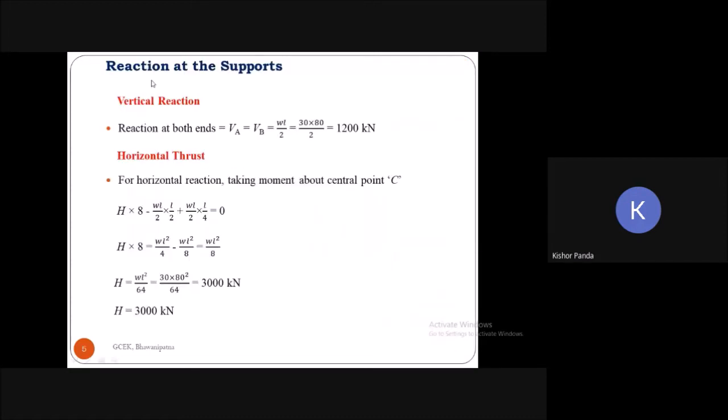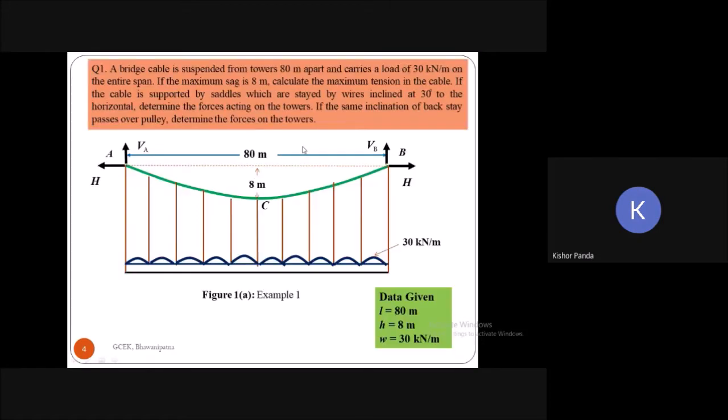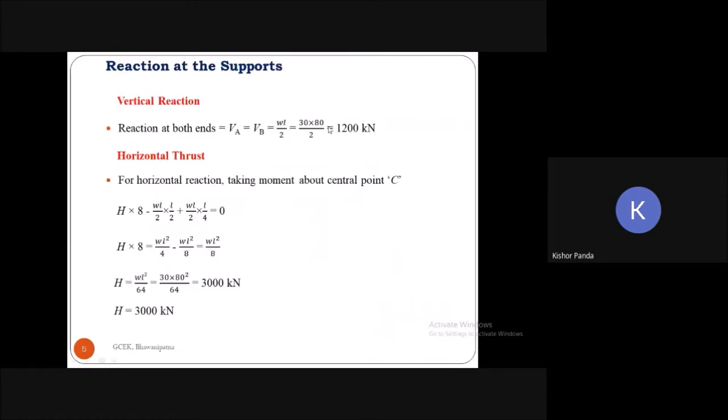First, find the reactions at the supports. First take the vertical reaction. You know the reaction at both ends, VA is equal to VB is equal to WL by 2. Here W is equal to 30 kilonewton per meter and L is equal to 80 meters. So 30 into 80 by 2 is equal to 1200 kilonewton.